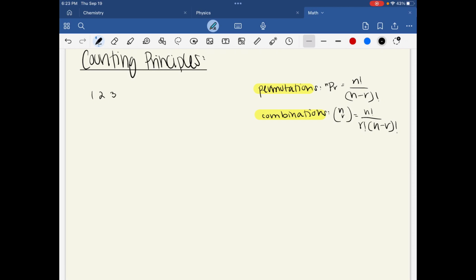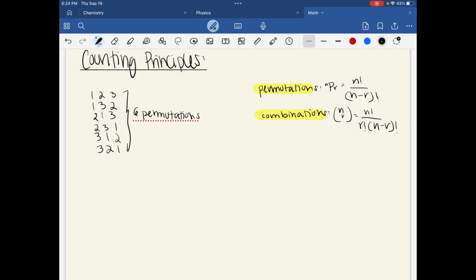You can manually do it, and you'll see that there's 1, 2, 3, 1, 3, 2, 2, 1, 3, 2, 3, 1, 3, 1, 2, and 3, 2, 1. These are actually all the ways you can arrange 1, 2, 3. And this here is what you call a permutation. So here you can see 6 permutations happening.